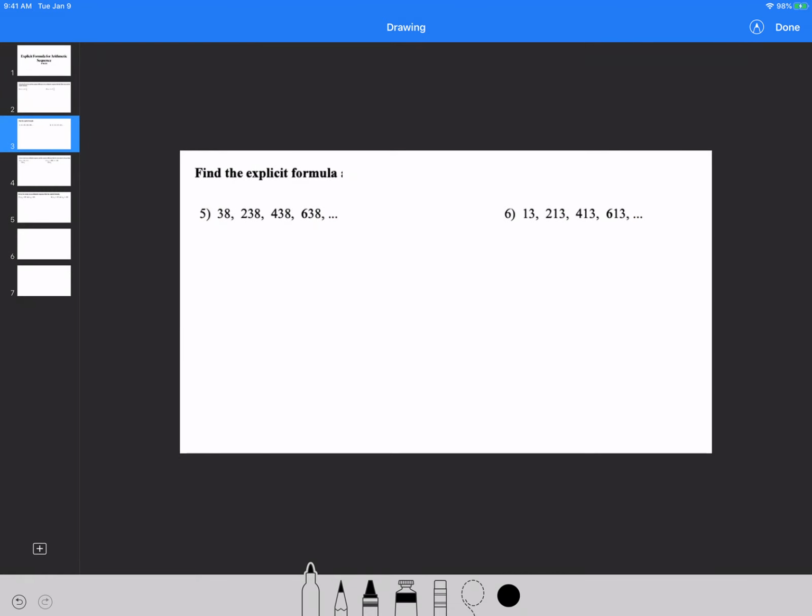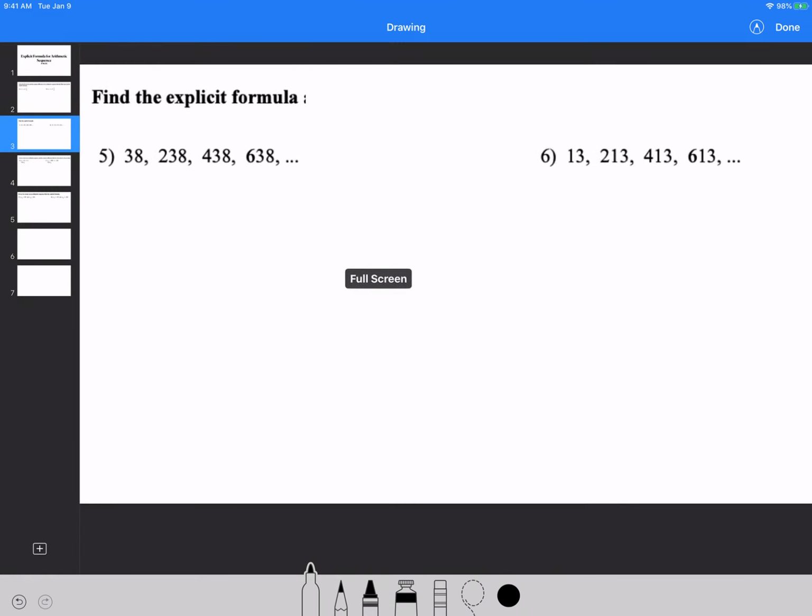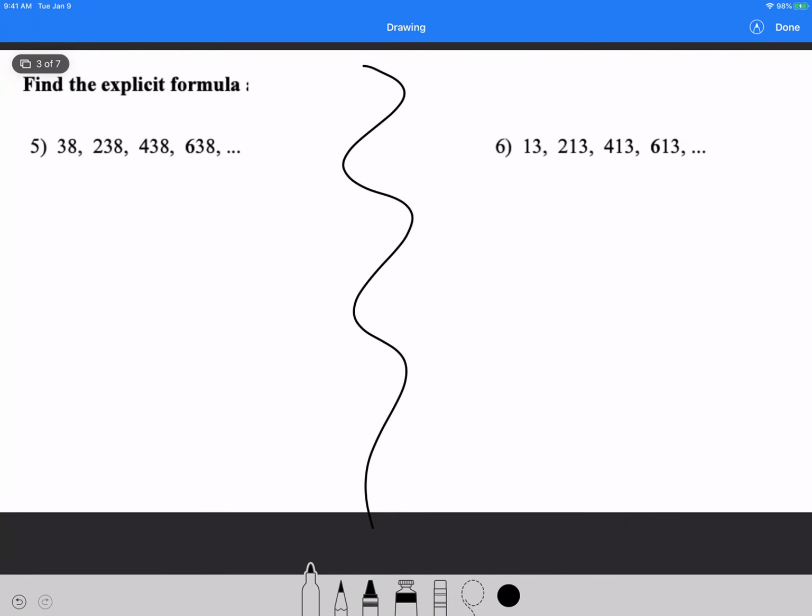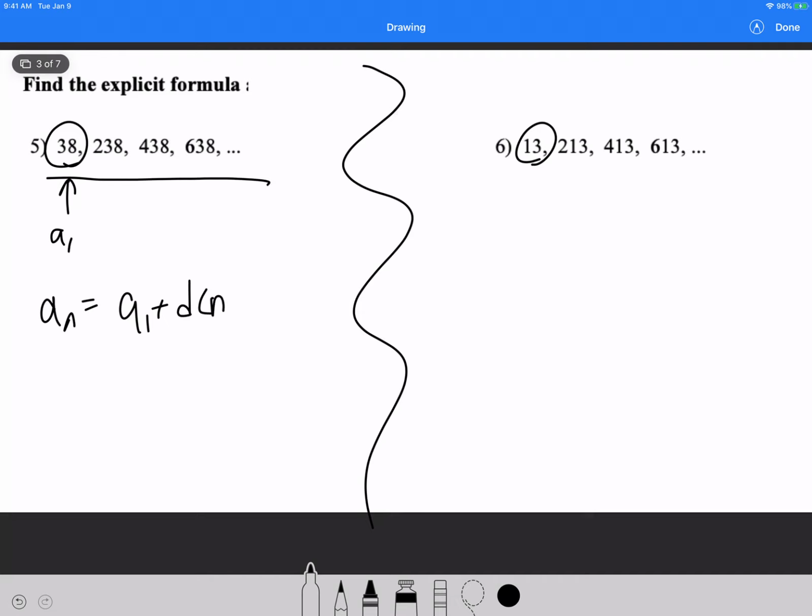Okay, so for the next question, you're going to get a series of numbers. So for these series of numbers, let's say, for example, for number 5 and number 6, you will always be given what we call the a sub 1. Super important when we're talking about the explicit formula for an arithmetic sequence. Remember, always, guys, recall this.